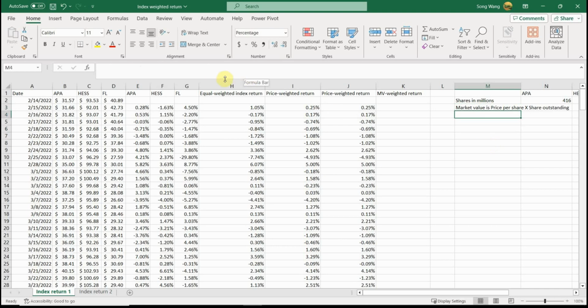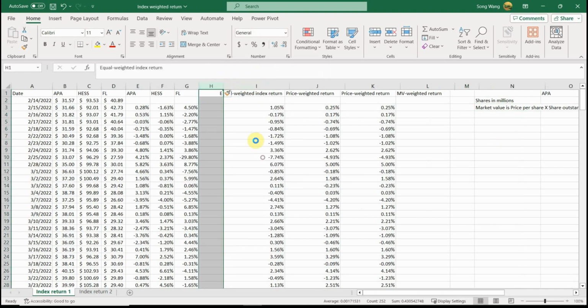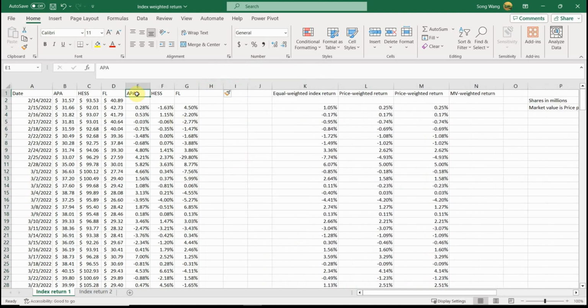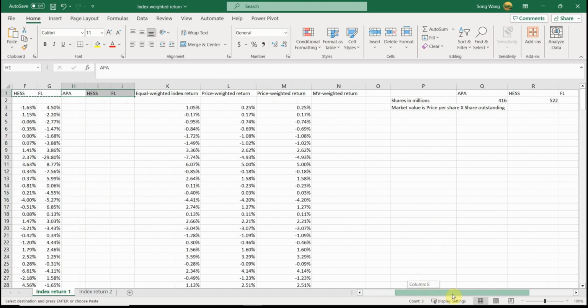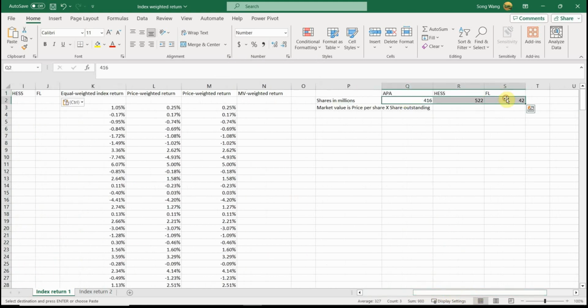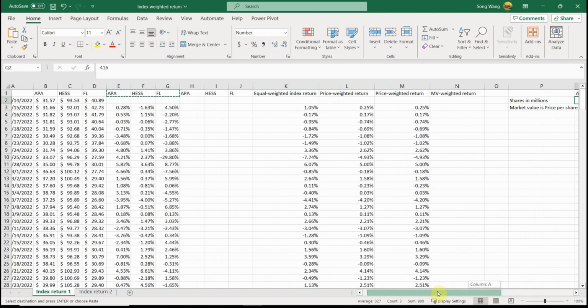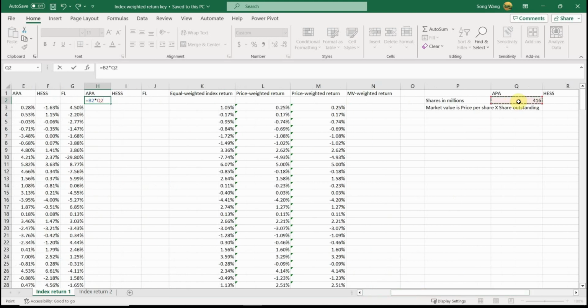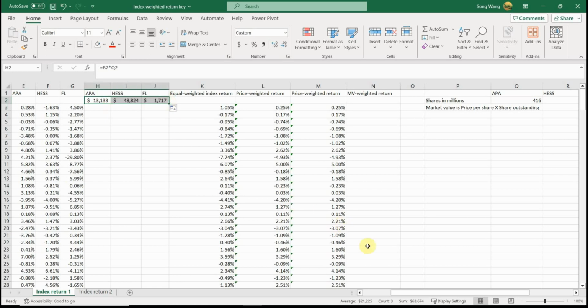Okay, so I'm going to insert 3 more columns here for me to calculate the market value. All right, so right here I gave you the shares, the number of shares in millions of shares. To calculate the market value is pretty easy. You just use each price for each stock times the company's shares outstanding. And then you just drag it all the way to the right.